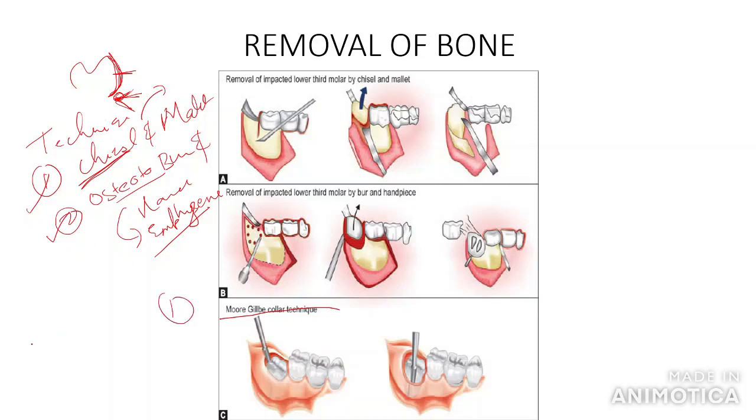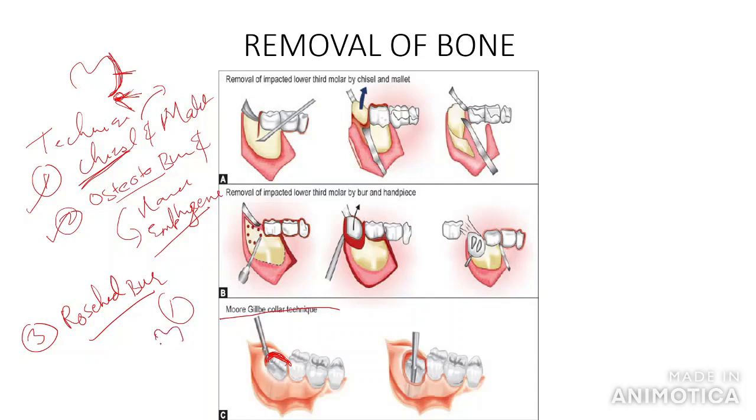In this, we are going to use a number 3 rose head burr. So what you are going to do is, on the buccal side, you are going to remove a little bit of bone on buccal and distal. So you're going to create a gutter.